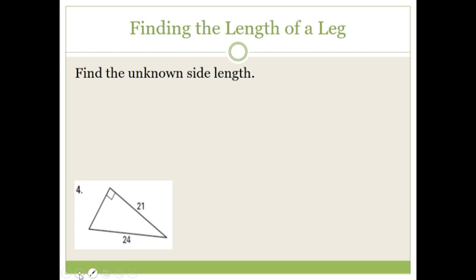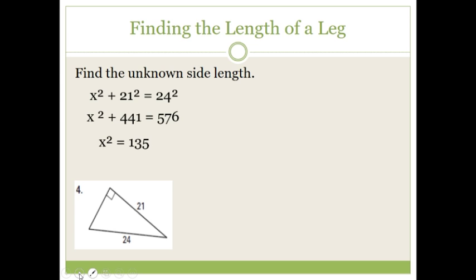Alright, so let's find the length of the missing side here. Again, I'm given one of the legs and the hypotenuse, and we're asked to find the length of the other leg. So we set up our equation, a squared plus b squared equals c squared. I simplify by squaring the numbers. So in this case, 21 times 21 is 441, and 24 times 24 is 576.